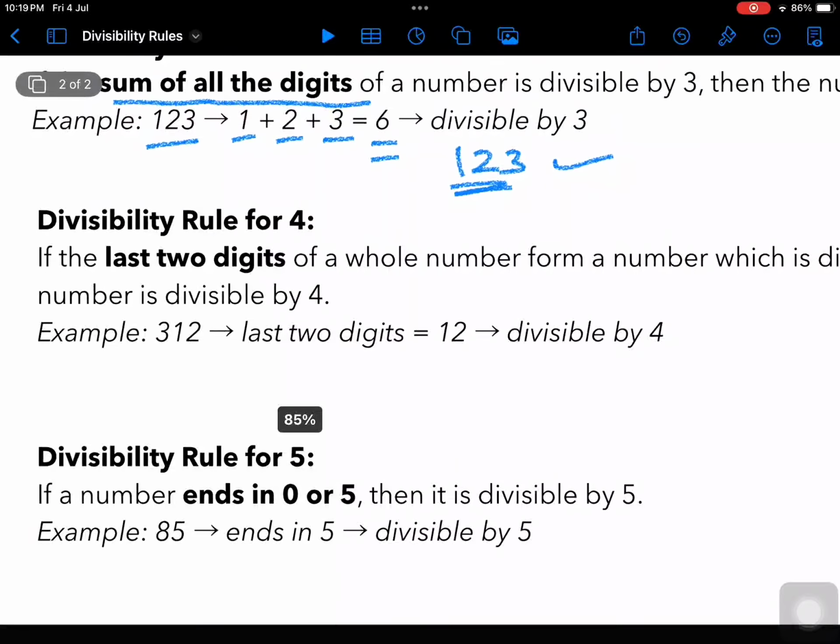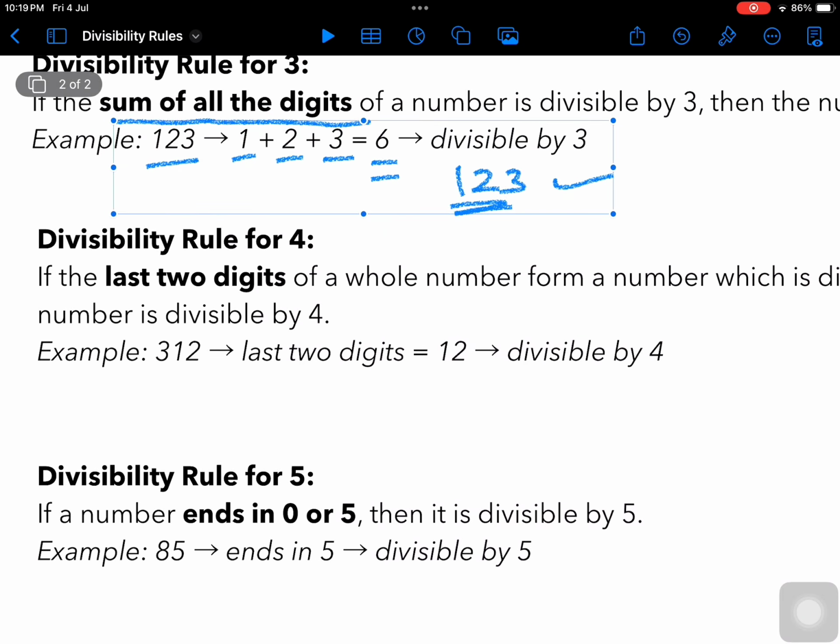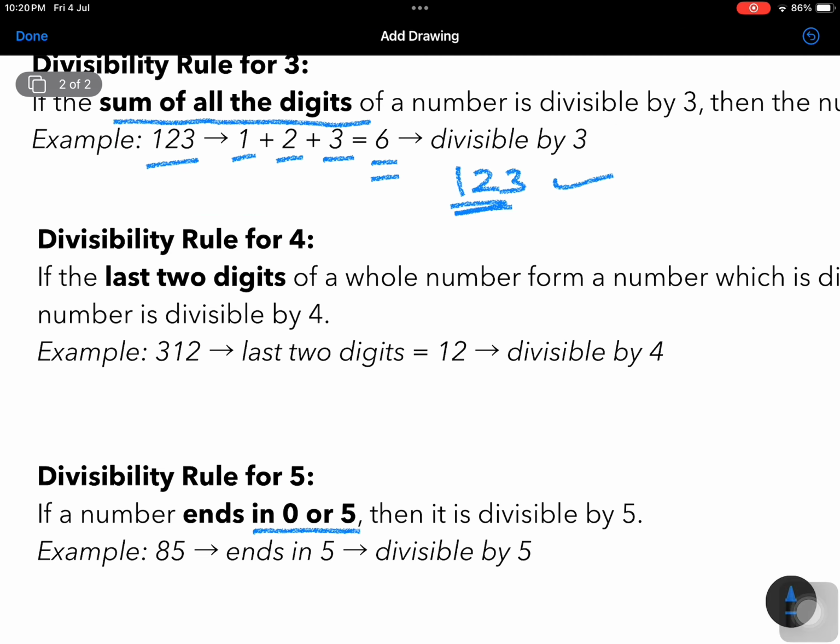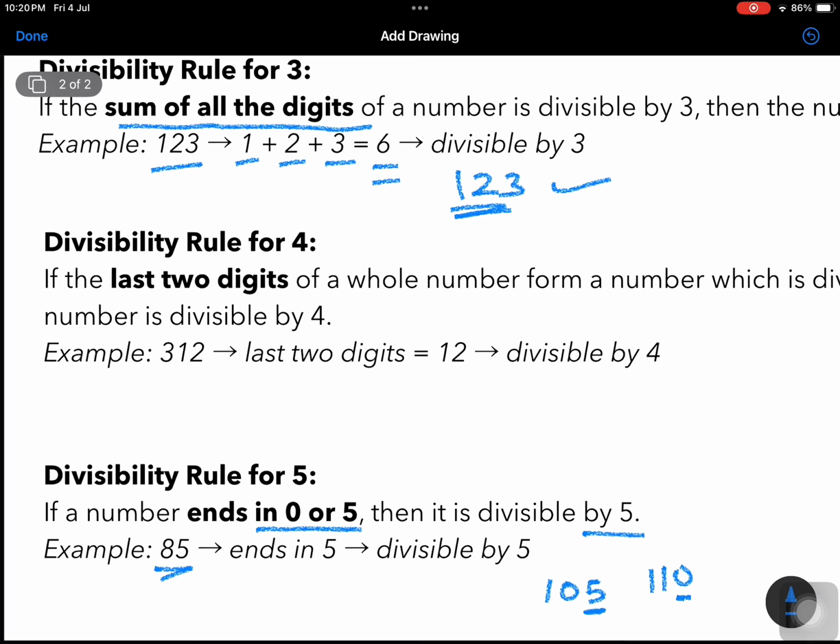And the divisibility rule for 5, which is very simple, says that if a number ends in a 0 or 5, then it is divisible by 5. So 85 ends in 5, divisible by 5. Let us say 105, 110, they end with 5 or 0, so these are all divisible by 5.